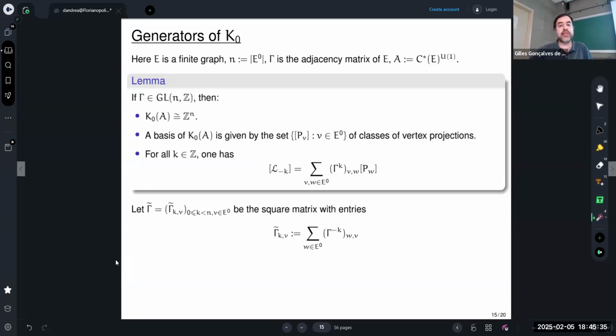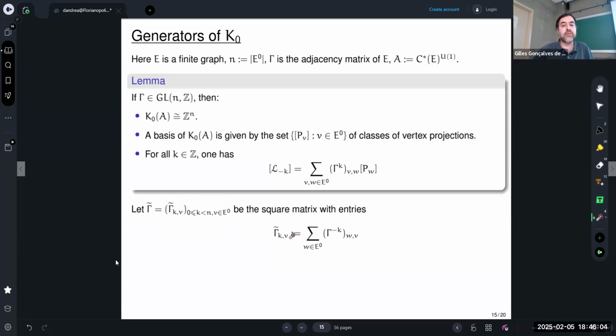Yes, this is completely general. Now define a new matrix as follows. I call it gamma tilde. It is a square matrix, but it is labeled by pairs k and v, where k is greater than or equal to 0 and less than n, and v is a vertex. So except for the labeling, this is a square matrix.